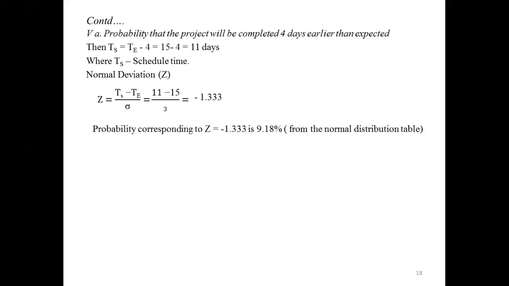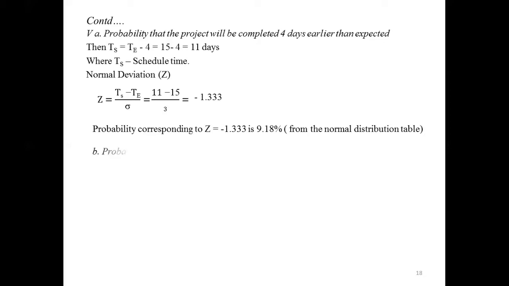The probability corresponding to Z equals minus 1.33 is 9.18%. That is from the normal distribution table. I will explain how to get that 9.18 percentage from the normal distribution table.